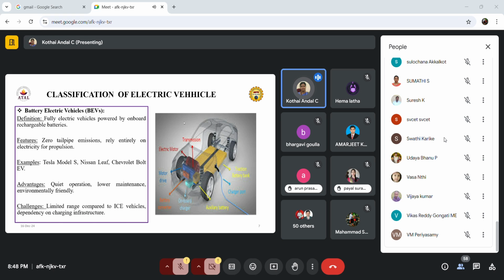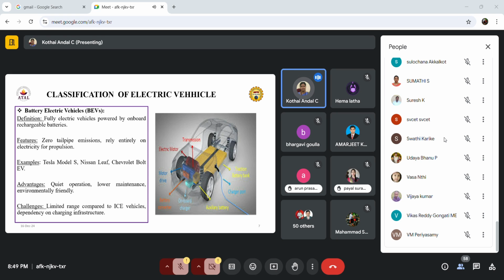So we know the future very well. This is zero emission. The drawback here is that it depends only on the electric propulsion, only on the batteries. These are the examples: Tesla, Chevrolet, Nissan, companies that are giving these batteries. Even many companies have now come into the market.